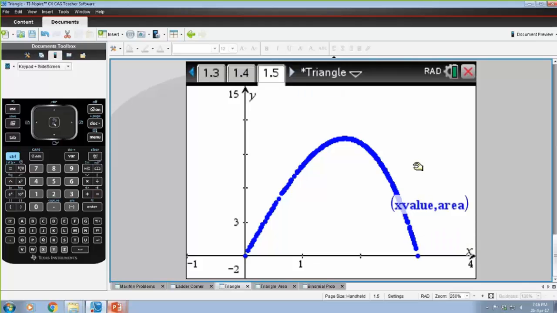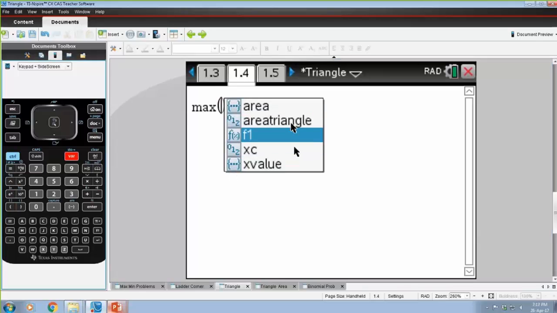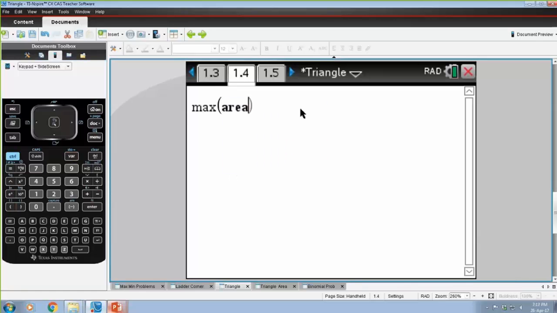So we want to find the maximum value of that. So having the list values here, I can actually type in max. Max is a nice reserved word which will find the maximum value in that list of numbers. So if I type max of area and return, that will tell me that the maximum area was 10.933923. It doesn't give me the X value for which the maximum area occurs.